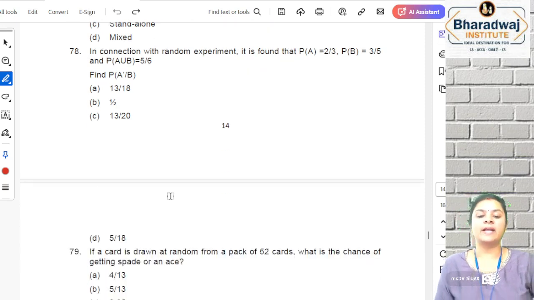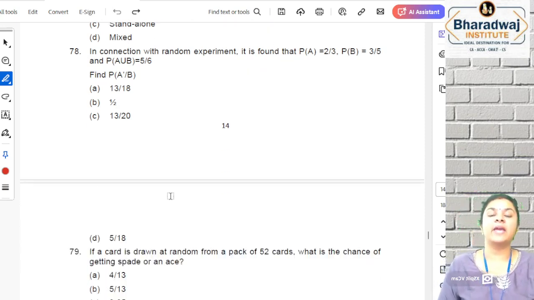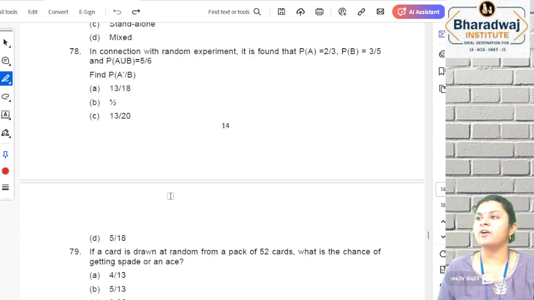In connection with the random experiment, it is found that P of A is equal to 2 by 3, P of B is 3 by 5, A union B is 5 by 6. A dash given B, formula. A dash intersection B divided by P of B. Now, how will you find A dash intersection B?